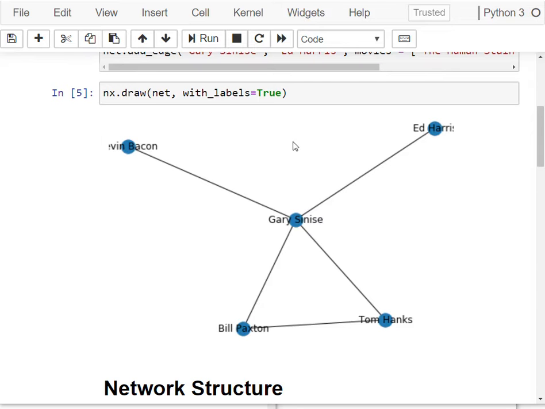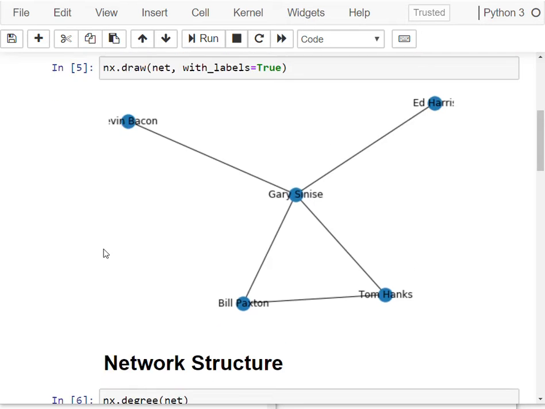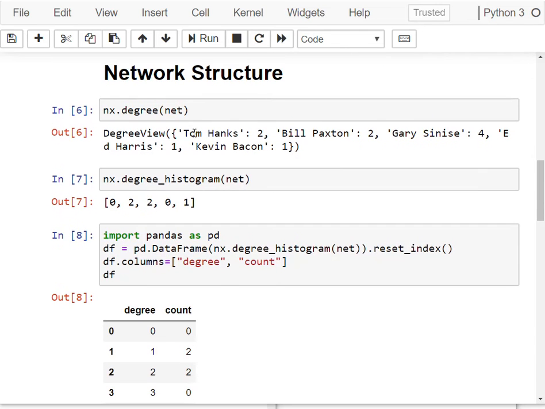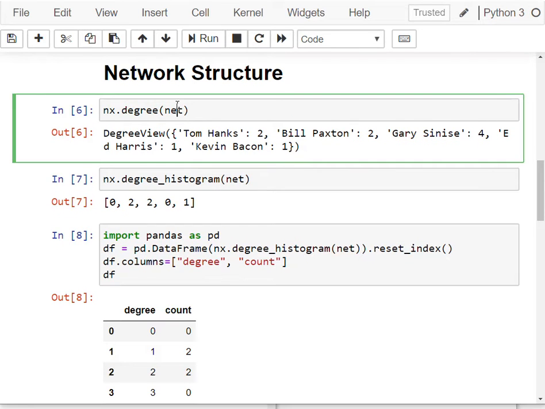The network itself overall is a small network, so it's hard to characterize its structure. But let's examine some of the basic measurements we usually use to represent the network structure. When we examine each node in this network, we can see that the node connects to different nodes. The number of nodes that a certain node connects to is called the degree of the node.